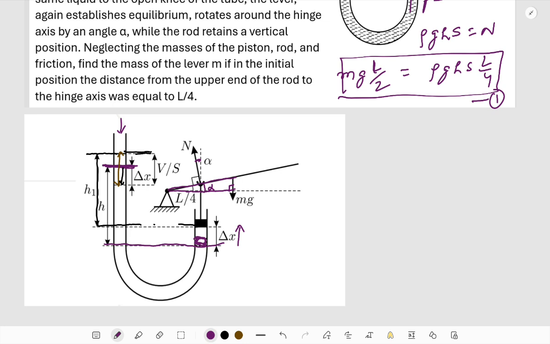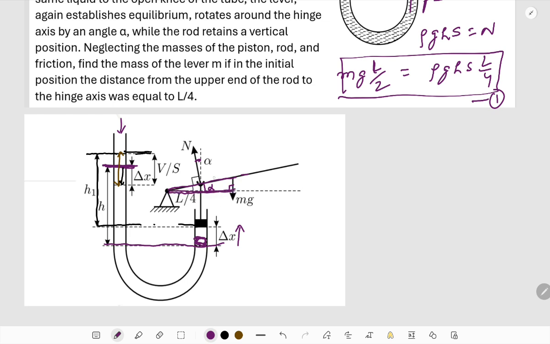between the lever and the upper part of the rod, so it will also move, and the normal will always be perpendicular to the rod because there is no friction. So this normal is perpendicular to the rod in this case, and this is vertical, so this angle is also going to be alpha.